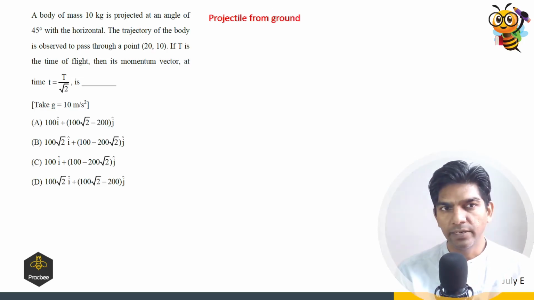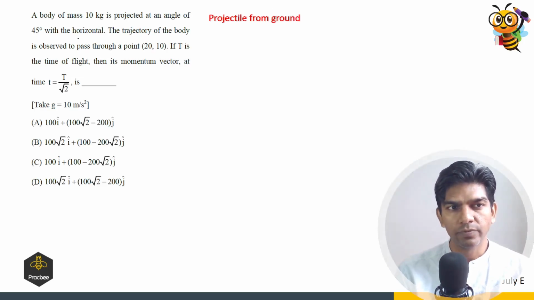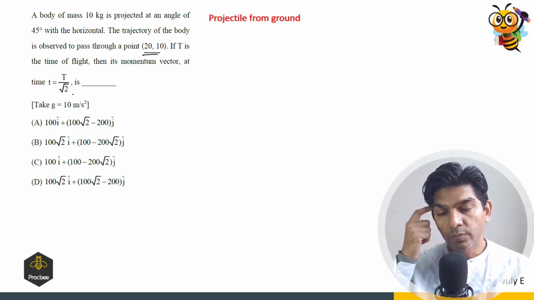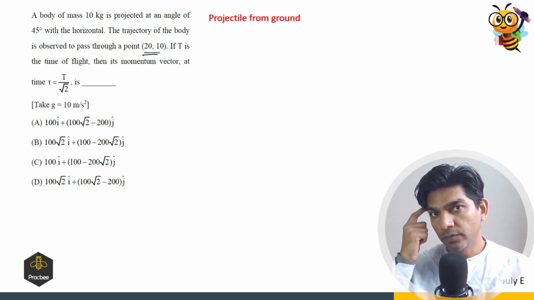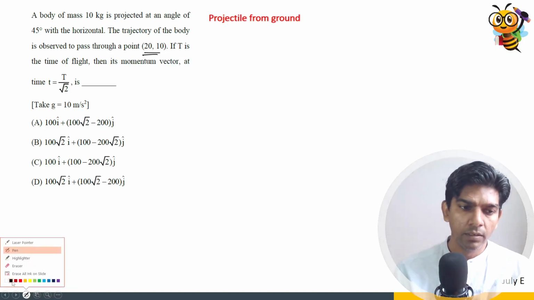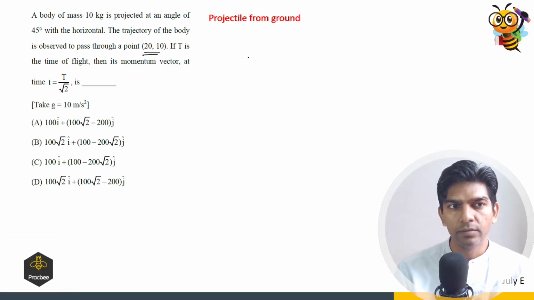A body of mass 10 kg is projected at an angle of 45 degrees with the horizontal. The trajectory of the body is observed to pass through the point (20, 10). If T is the time of flight, then its momentum vector at time T equals what, in terms of T by root 2? So if we want to find the momentum, we need to find the velocity, right? So once we know the velocity, we can multiply that with mass, and we'll get the momentum vector. And it is passing through (20, 10). So an angle of projection is given.